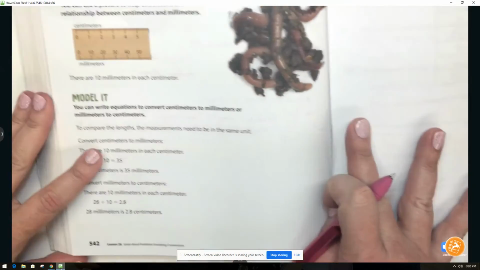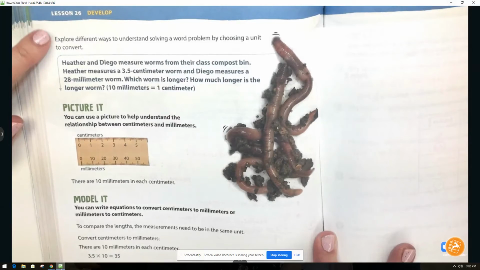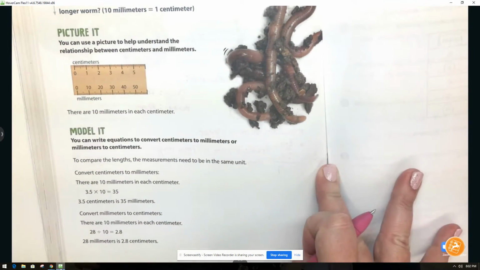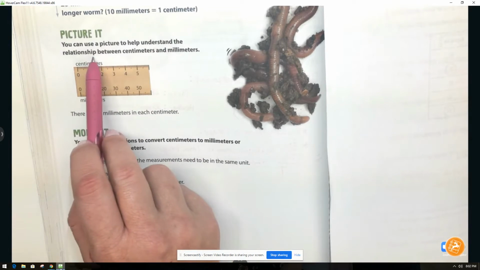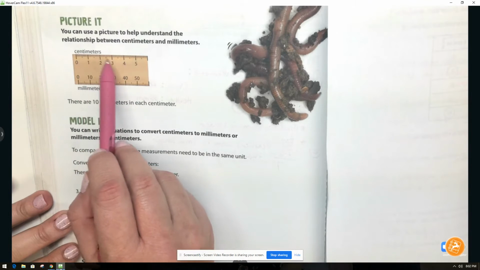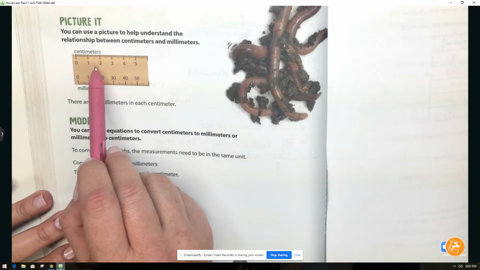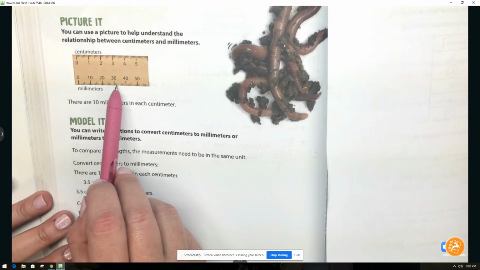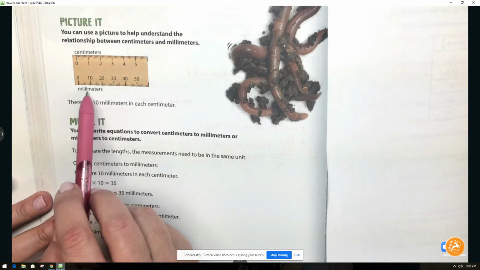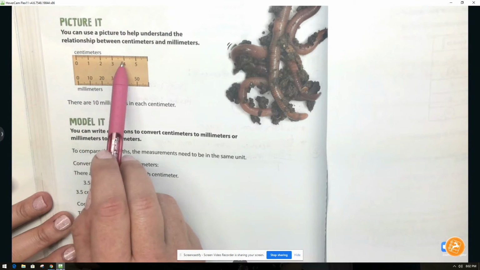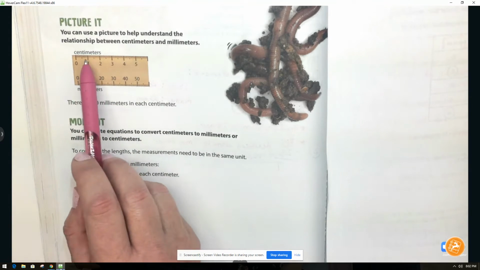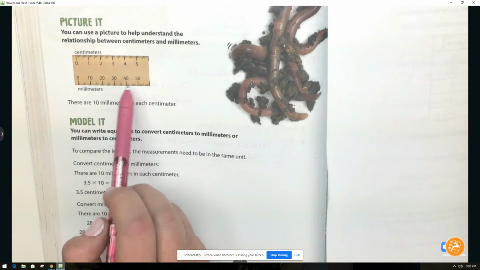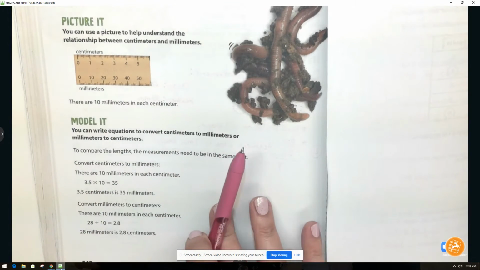All right, so on this page here, we are going to explore different ways to understand solving the problem by choosing a unit to convert. So we have the same problem below. And the first, in Picture It, it says you can use a picture to help you understand the relationship between centimeters and millimeters. So if you look at this ruler, at the top of this ruler, the 0, 1, 2, 3, 4, and 5 tell you how many centimeters you have. And down below, the 10, 20, 30, 40, 50 tell you how many millimeters you have. As you can tell, the 1 and the 10, the 2 and the 20, 3 and 30, 4 and 40, 50, they all line up because 1 centimeter is the same as 10 millimeters. 2 centimeters is the same as 20 millimeters, and so on and so forth. So we could use this ruler to really help us to know what we're dealing with.